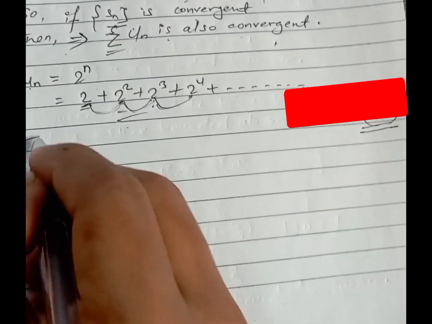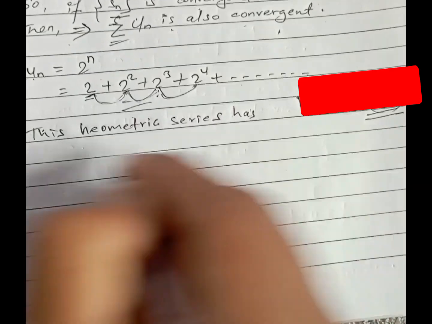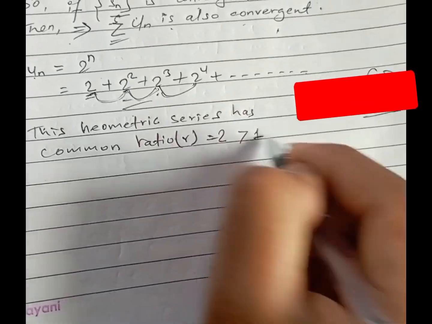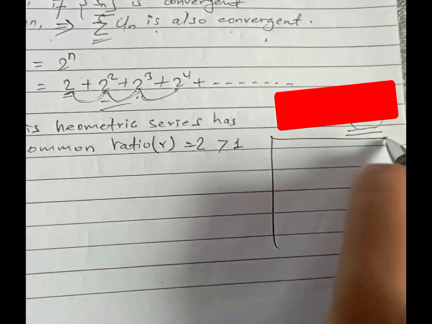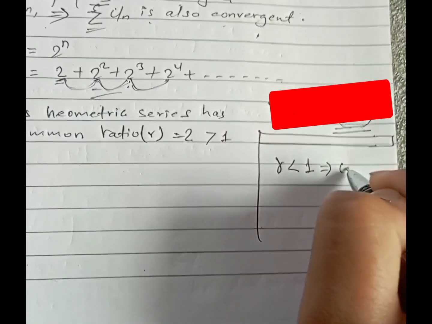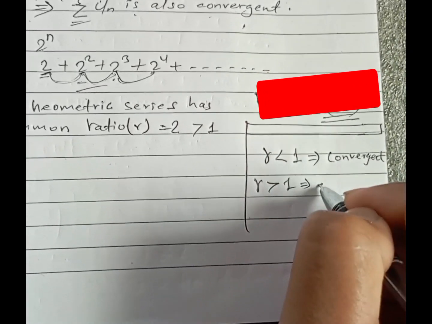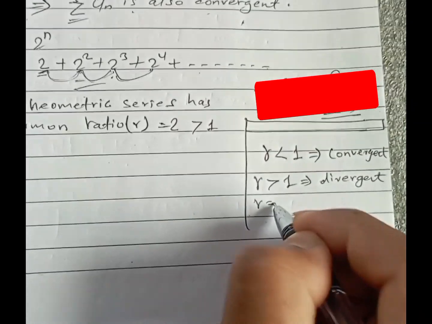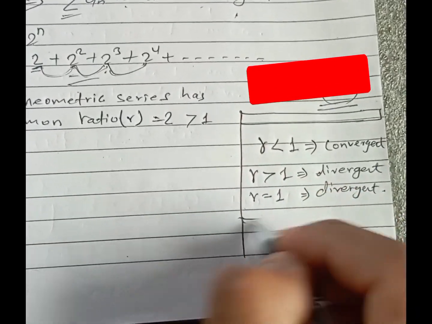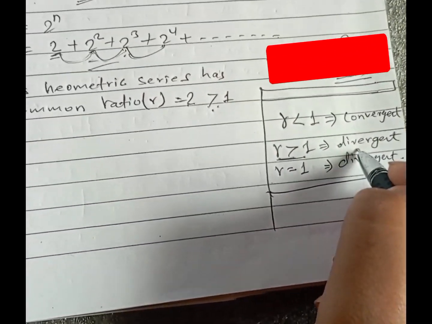So this geometric series has common ratio r equal to 2, which is greater than 1. We need to understand the rules of the geometric series test. First, if the ratio is less than 1, then it is convergent. If the common ratio is greater than 1, then it is divergent. Or if the common ratio is equal to 1, then it is also divergent. So 2 is greater than 1, which means the common ratio is greater than 1, which means it is divergent.